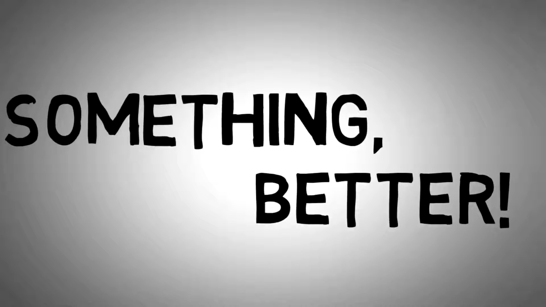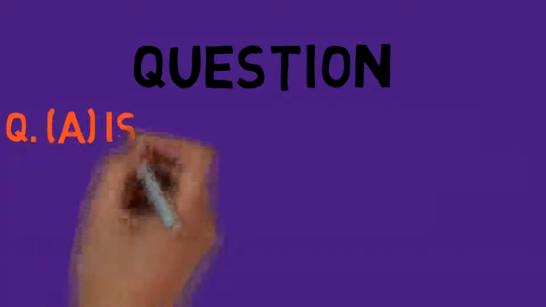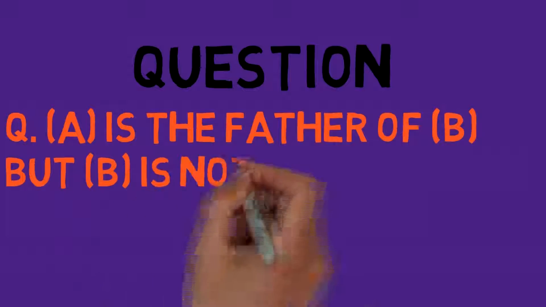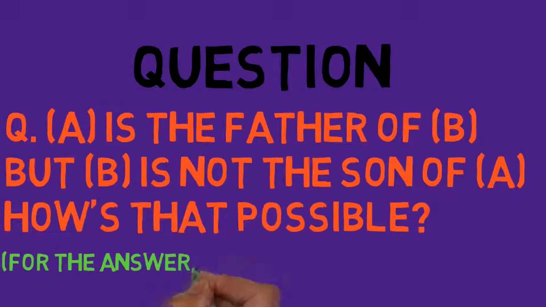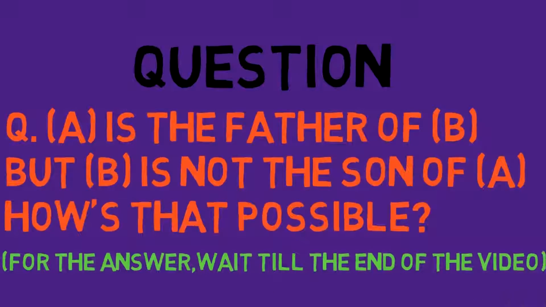Question. A is the father of B. But B is not the son of A. How's that possible? For the answer, wait till the end of the video.